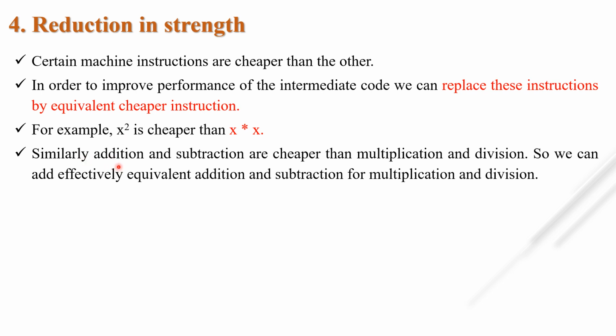Similarly, addition and subtraction are cheaper than multiplication and division, that we already know. Already I told you in code optimization techniques in strength reduction. Why addition and subtraction are cheaper than multiplication and division? Because in multiplication, if there is a 2 or 3 digit number, we have to perform addition also, and in division we have to perform subtraction also. So instead of multiplication we can do addition, and instead of division we can do subtraction. So we can use effectively equivalent addition and subtraction for multiplication and division.